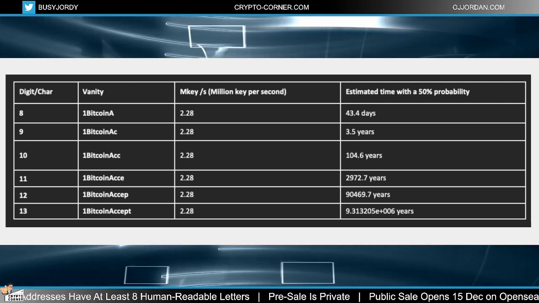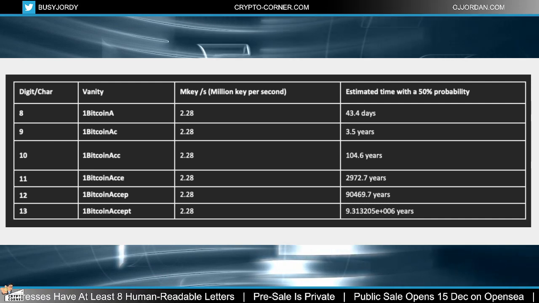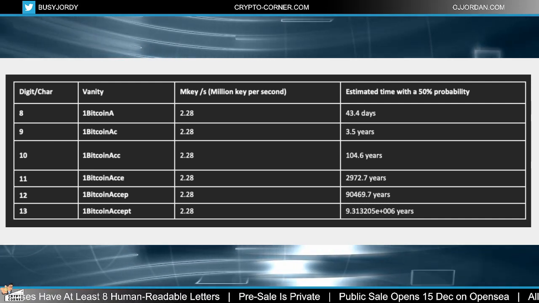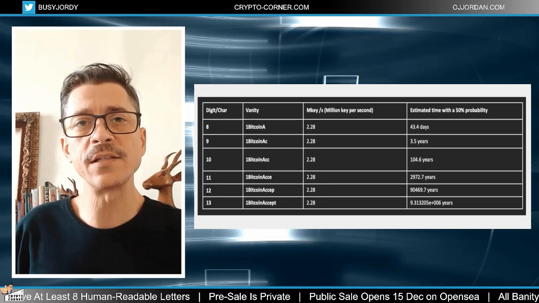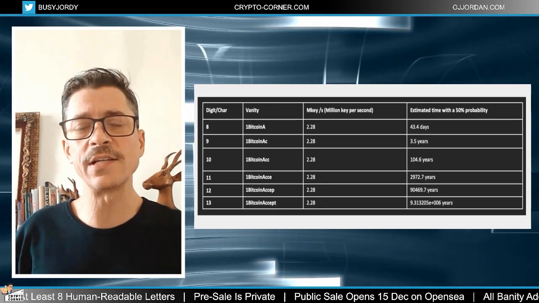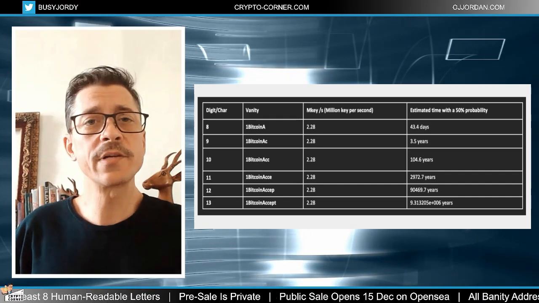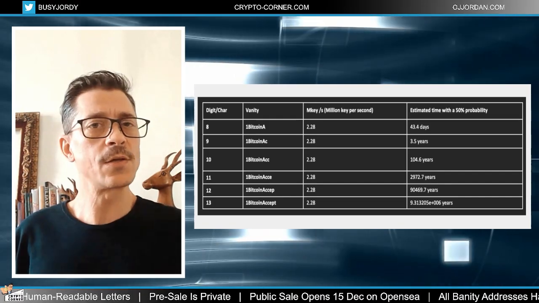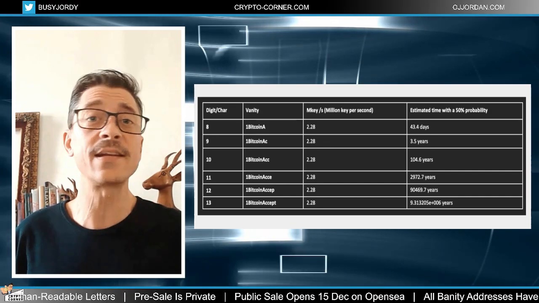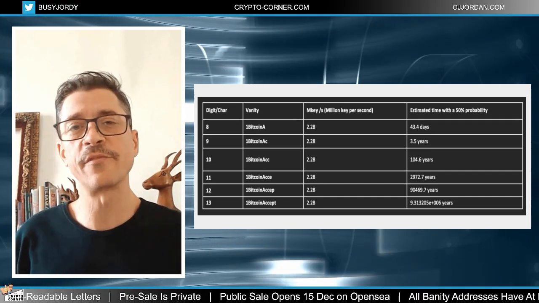This could take hours, days, or even years. The time requirement is exponential in the number of characters you're trying to find. This makes finding a vanity address a very computationally intensive problem. A home computer would have to take years to generate a long vanity address, so Banity have designed software and hardware especially developed for this.